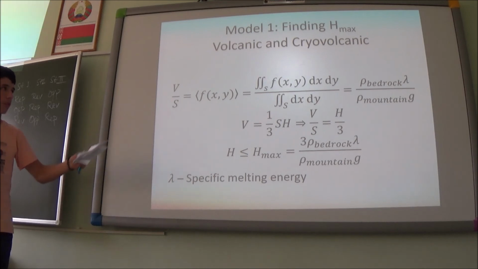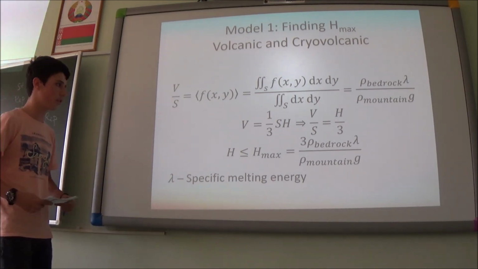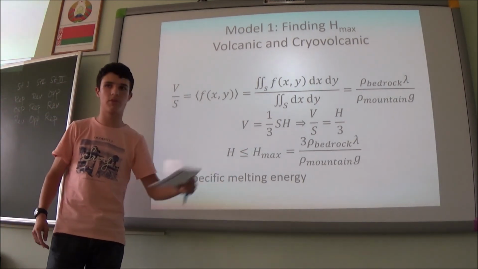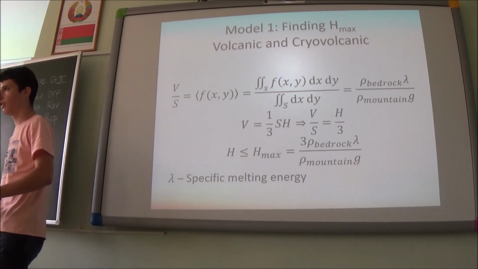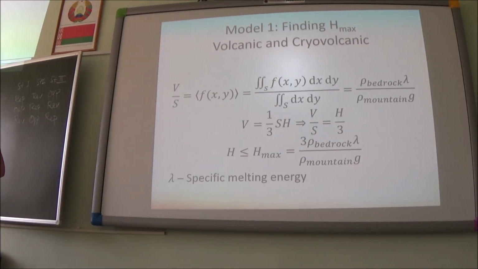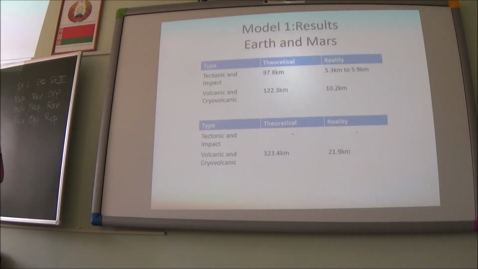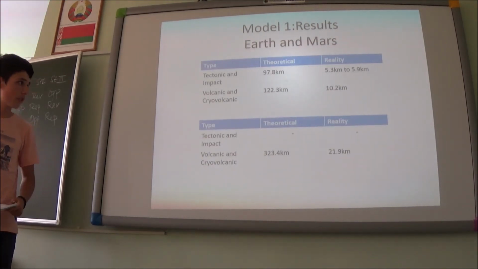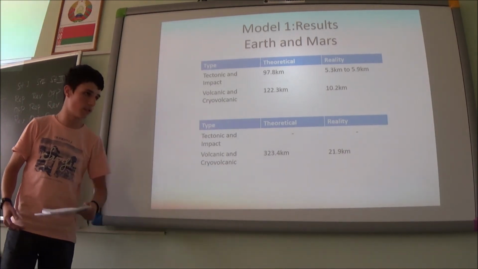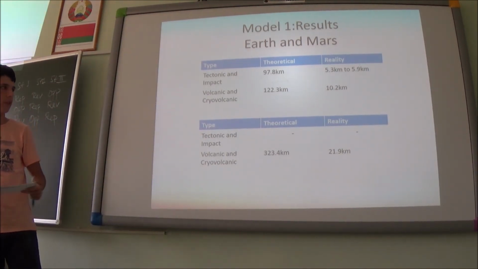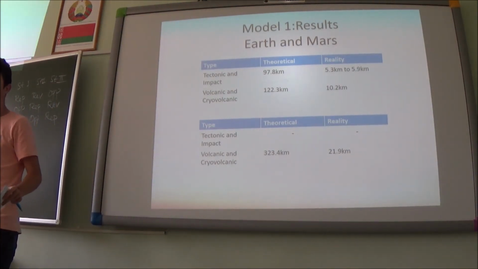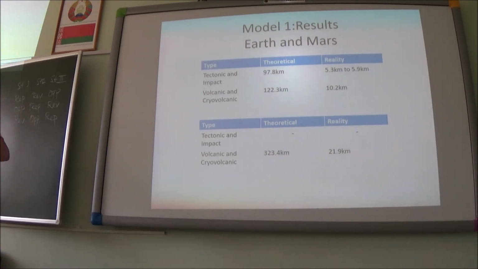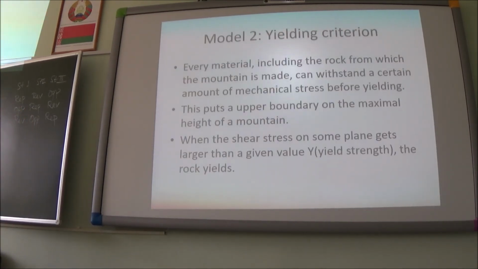Here we can see the same thing for volcanic and cryovolcanic. This time just the volume of the cone is 1/3 of this product and not 1/2. Okay, so the results, we can see the theoretical and in reality what's happening. You can see that they're a complete overestimate, and this is because there are other criteria. Now let's see what they are.